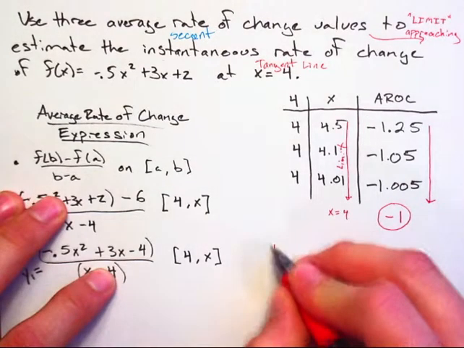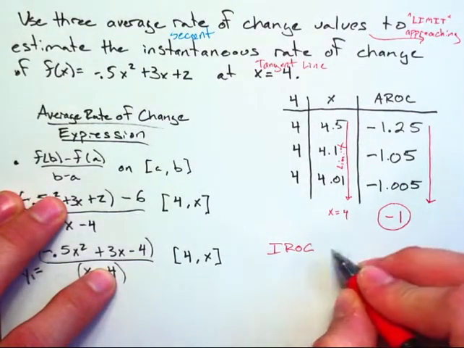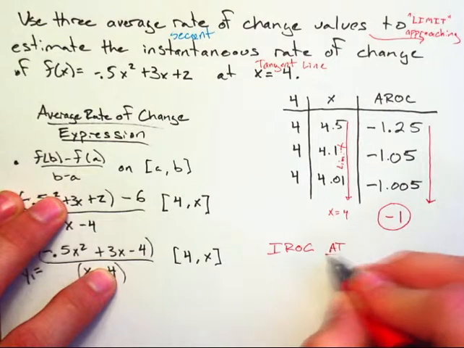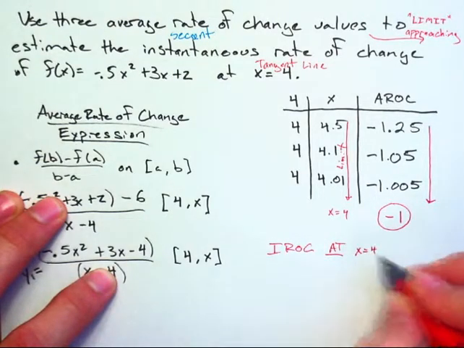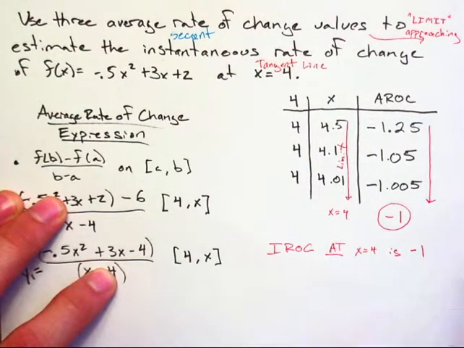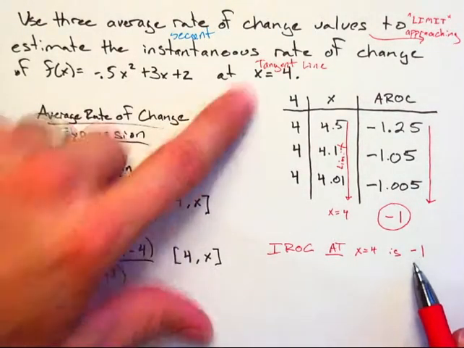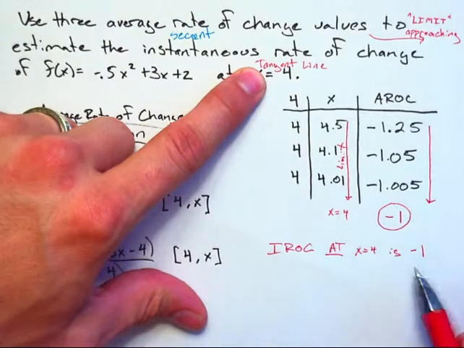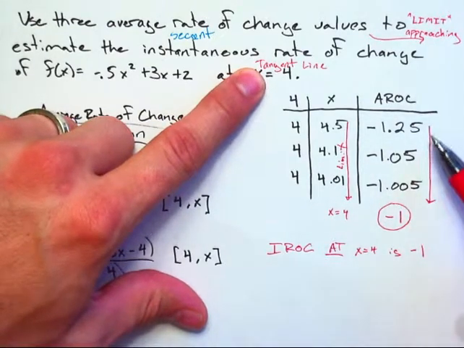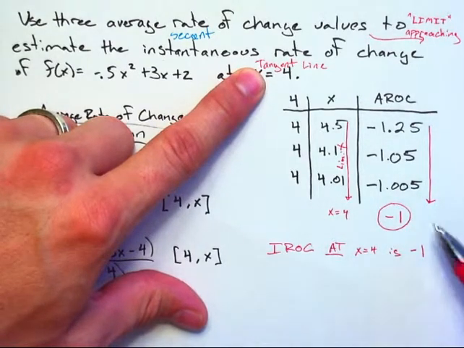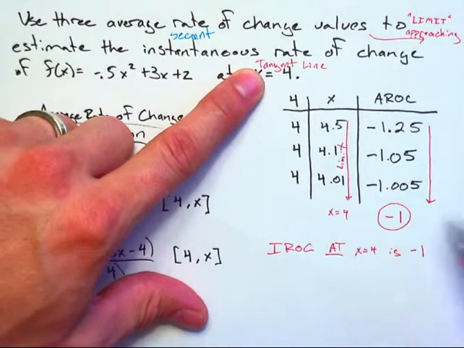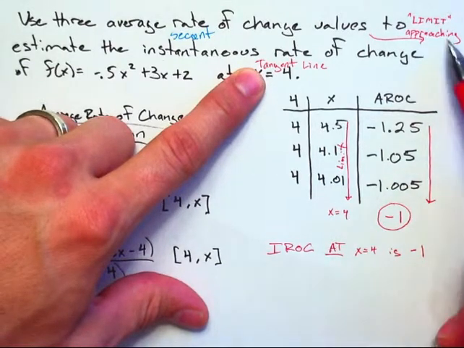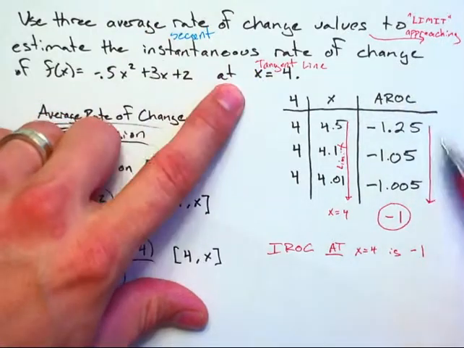So my IROC at x equals 4 is negative 1. That is the slope of the tangent line, and we're using average rates of change to estimate that. Right? This is still just an estimate, but it's a very good estimate based on what we understand about the limit and our average rates of change.